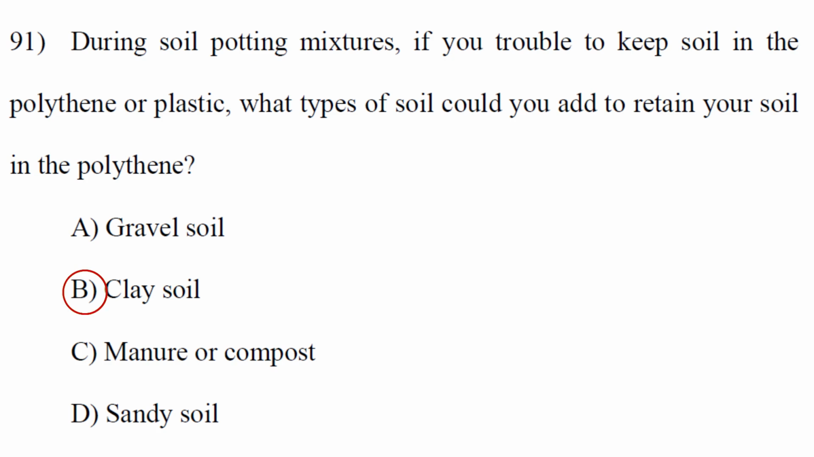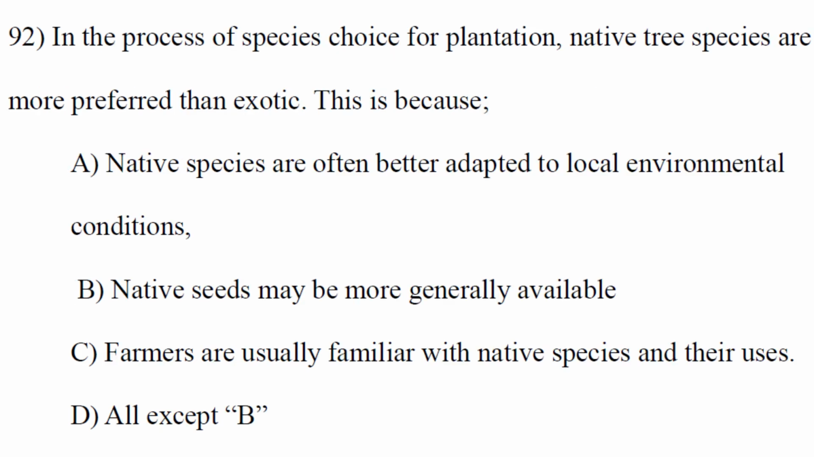Answer, B. Clay soil. 92. In the process of species choice for plantation, native tree species are more preferred than exotic. This is because A. Native species are often better adapted to local environmental conditions. B. Native seeds may be more generally available. C. Farmers are usually familiar with native species and their uses. D. All except B.